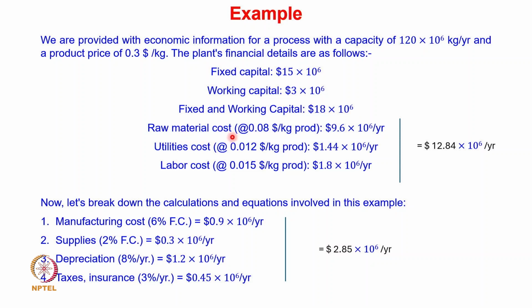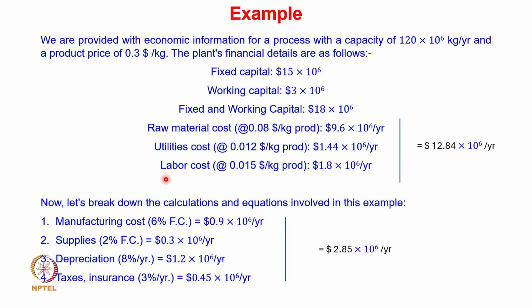Then the raw material cost is, let's say, 0.08 dollars per kg of the product. So we can calculate: the capacity of the plant is 120 x 10^6, which we multiply by 0.08, and we get 9.6 x 10^6 dollars per year. Again, the utilities cost here is 0.012 dollars per kg. This we multiply by the total production, which is again 120 x 10^6, and we get 1.44 x 10^6 dollars per year.